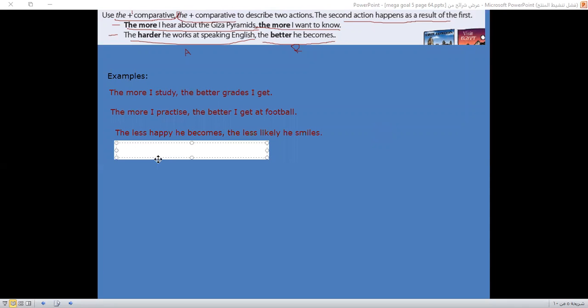Yalla, Lama. The more you pay, the better the quality is. Nice. The more you pay, the better the quality is. Very good. Thank you so much, Lama. So I think now it's very clear. Can you please write this in your notebook? Take a screenshot or write it down.